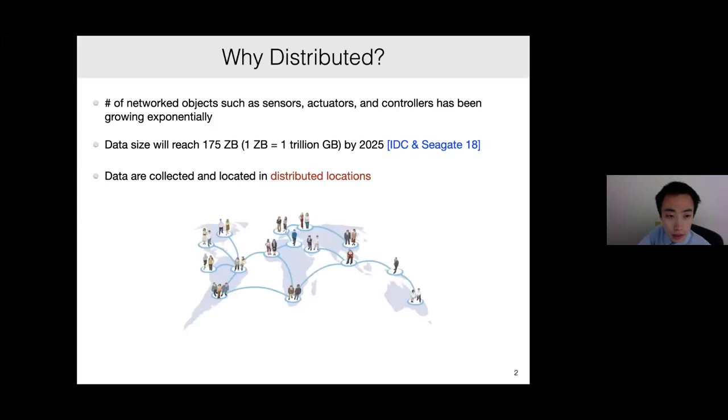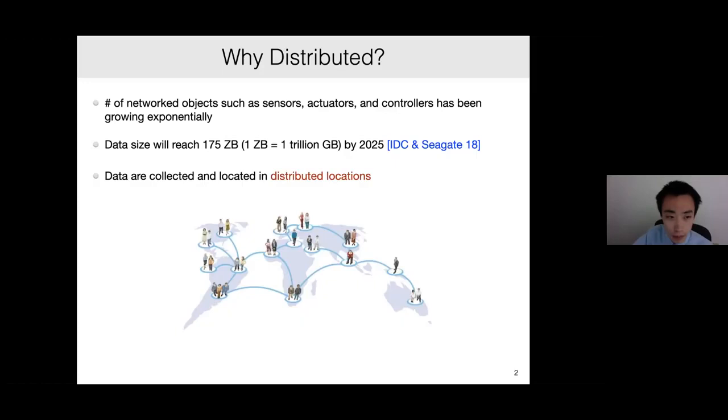So we know that recently the number of networked objects such as sensors, actuators, and controllers has been growing exponentially, and the total data sets they produce will reach more than 175 trillion gigabits by 2025. And all this data is naturally collected and located in distributed locations. So this motivates us to consider a class of distributed methods that can handle such a huge amount of distributed data.